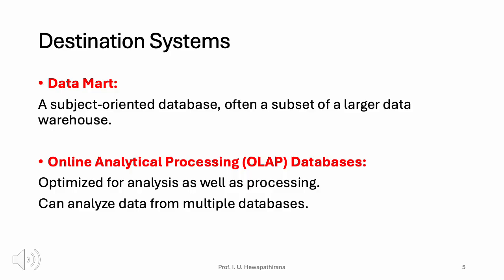Once data has been ingested from its sources, it must be directed toward appropriate destination systems. A data mart is a subject-oriented database that typically represents a subset of a larger data warehouse. It is tailored to serve the analytical needs of a specific business department or function. Online analytical processing, or OLAP, databases, on the other hand, are designed not only for data processing but also for sophisticated analysis. They are capable of drawing upon multiple databases simultaneously, making them particularly well suited to complex analytical queries.